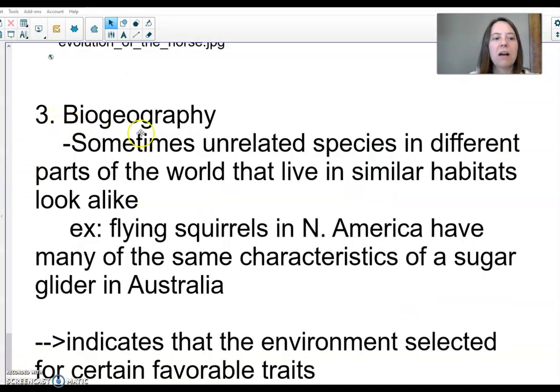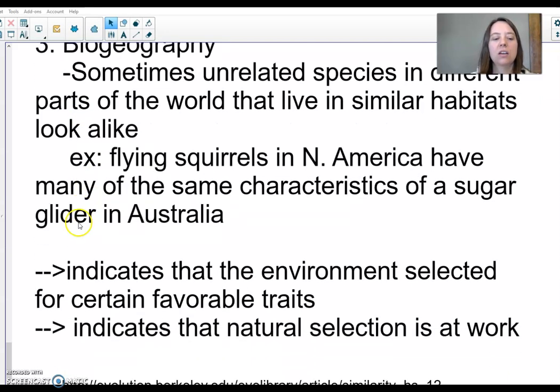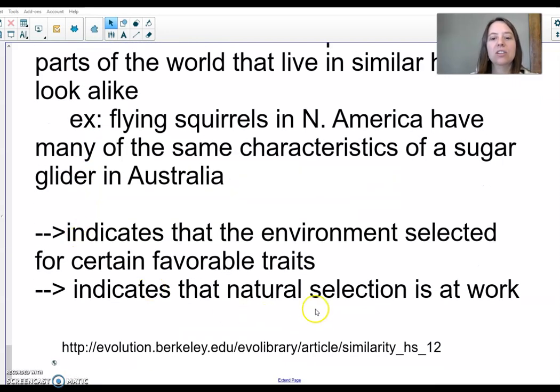So to sum it up, biogeography is the study of living things and where they live on Earth, but the evidence for evolution is that unrelated species living in very different parts of the world, but living in similar habitats, will sometimes look alike, which means that natural selection is at work and the environment has selected for certain favorable traits.